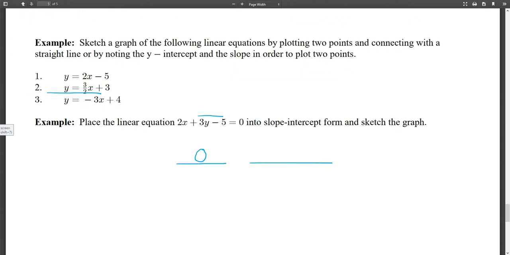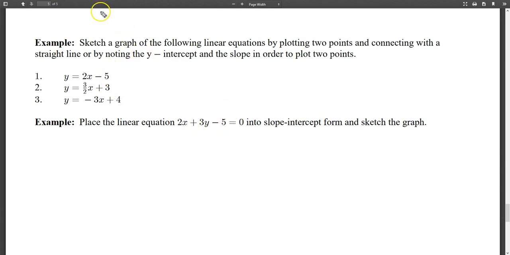Now here are a few examples. Let's take a look at these. If you want to try these on your own, feel free to pause the video here. So let's sketch the graph of these 3 functions. Let's first do 2x minus 5, then we'll do 3 halves x plus 3, and negative 3x plus 4. And then we'll do this one.